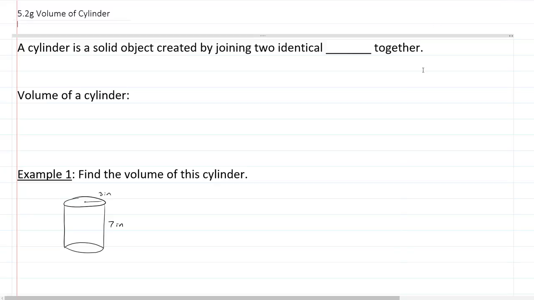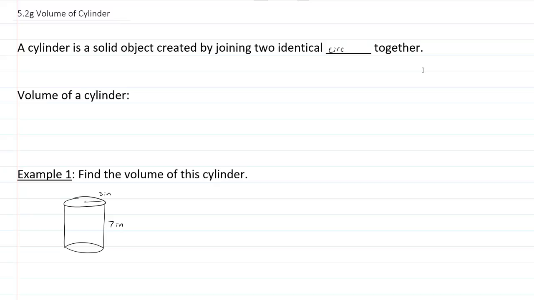5.2g, volume of cylinders. A cylinder is a solid object created by joining two identical circles together. So a cylinder might look like this, by joining two identical circles together. The volume of a cylinder is given by the following formula. Volume equals pi times the radius squared times the height.